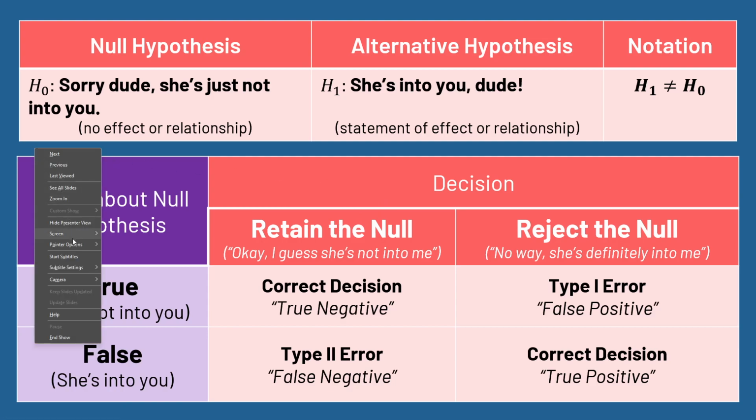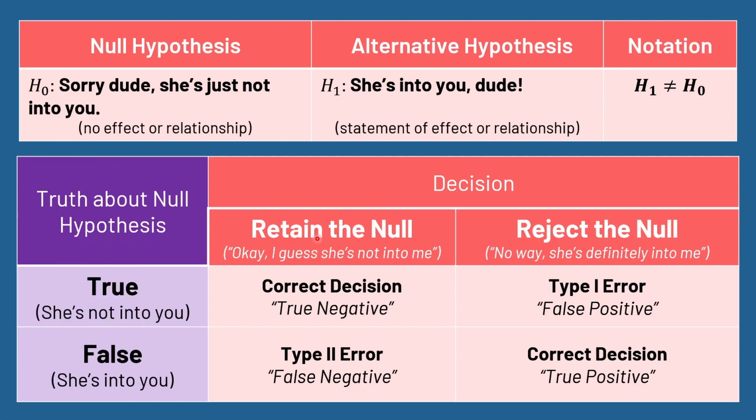I'm going to make this a laser pointer. I don't know if this helps or not, but here, I can retain the null or I can reject the null. If I retain the null, that means I'm going to say, okay, I guess she's just not into me. I'm going to side with my friend and say, okay, you're right. Yeah, there's nothing there. I was reading too far into this. That's one possible decision. Another possible decision is to reject the null.